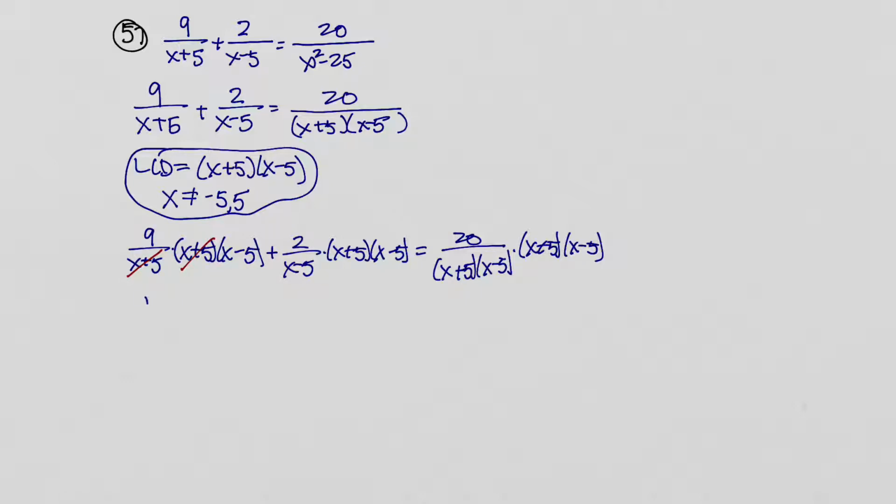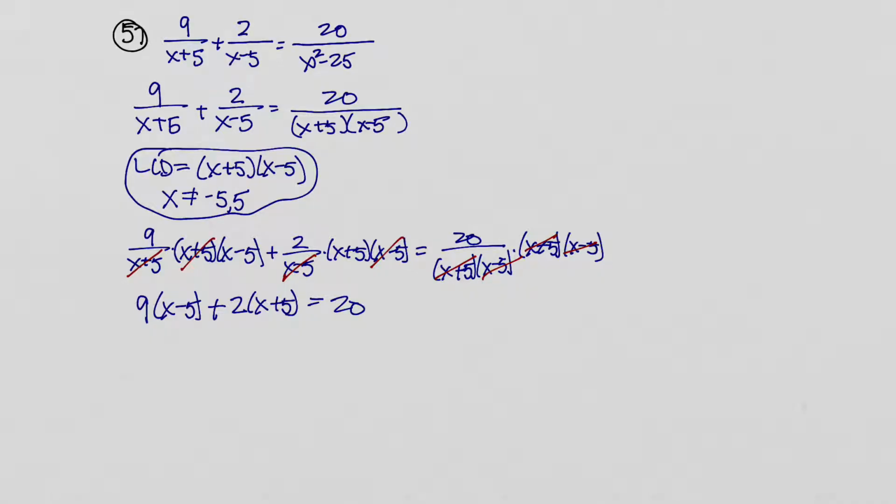So we're going to get 9 times x minus 5 plus, now what happens here? This x minus 5 will cancel with that one. Let's do it. That cancels with that one. And we're left with this 2 times the x plus 5. So we're going to get 2 times the x plus 5 equals, now on this side, this denominator completely cancels with that multiplier. So let's cancel that. This goes here, and we're left with 20 times 1, which is just 20.